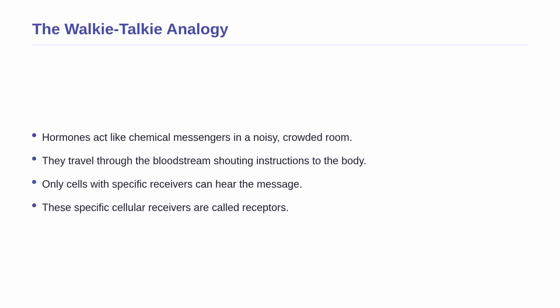To begin, imagine you are in a crowded, noisy room where everyone is shouting different messages. If you have a walkie-talkie tuned to one specific frequency, you will only hear the message meant for you, completely ignoring the background noise. This is exactly how cells in our body communicate. Reproductive hormones travel through the bloodstream, essentially shouting instructions to the entire body. However, only specific target cells equipped with the right receivers, which we call receptors, can actually hear and respond to these hormonal messages.